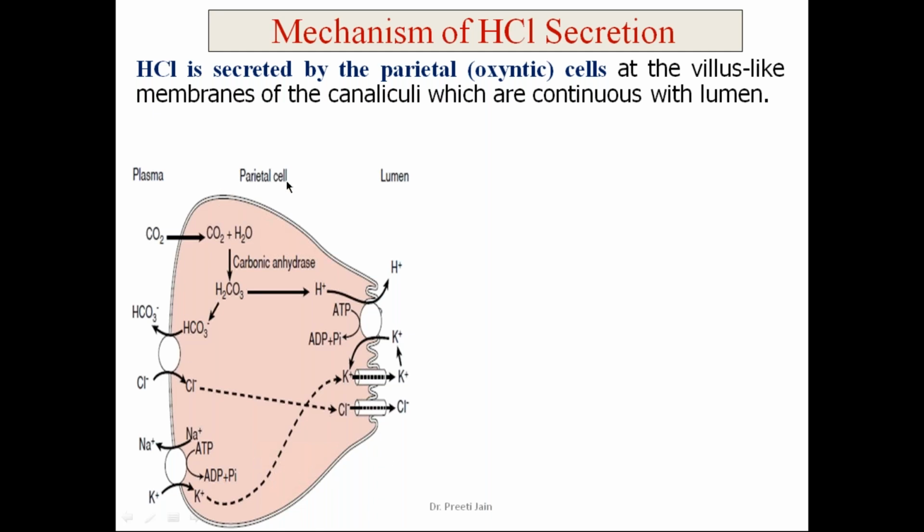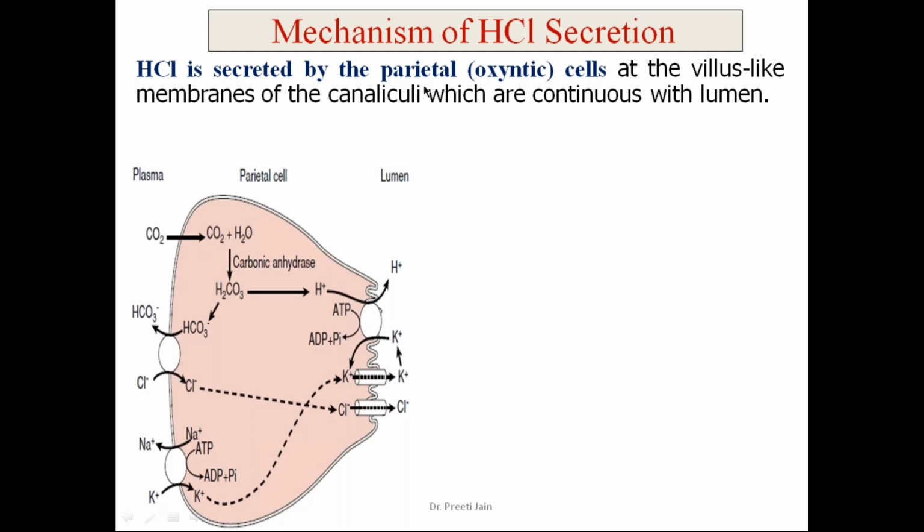It is showing you a parietal cell. This is the gastric lumen. This is the side towards the plasma and the interstitial fluid. So this side, which is towards the blood capillary and the interstitial fluid, is your basolateral side of the cell, and this is the apical side of the parietal cell. HCl secretion means that there has to be a secretion of hydrogen ion, and there has to be a secretion of chloride ion, right? So where does this hydrogen come from, and where does this chloride come from?